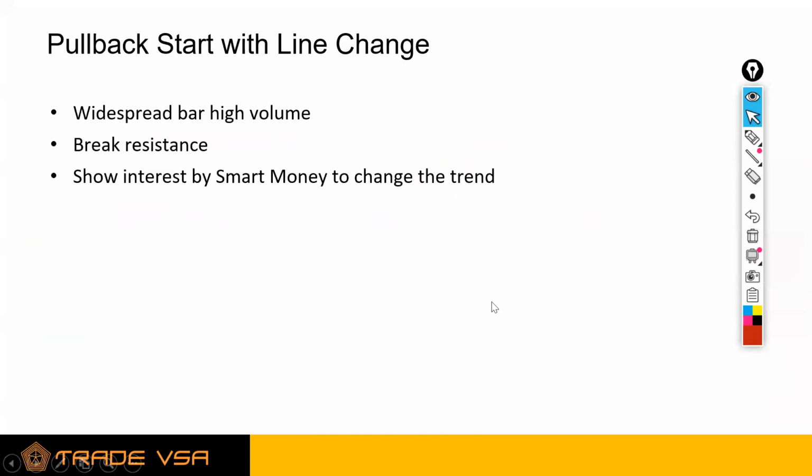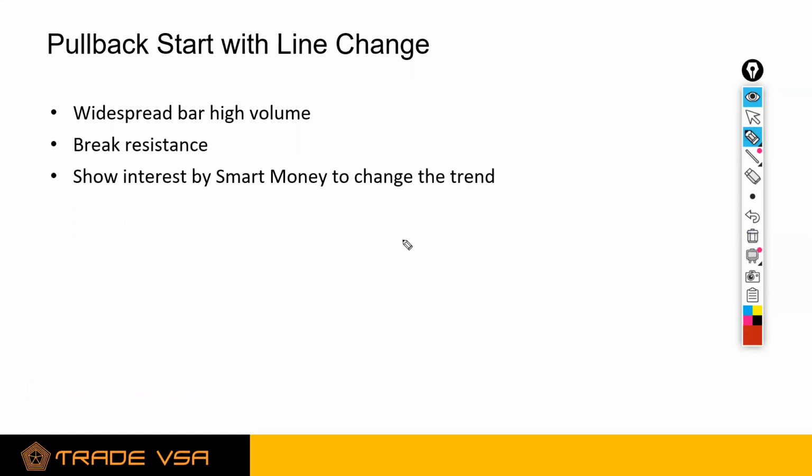Now remember, anything that we talk about pullback, or when we say pullback, it always starts with a line change. Without a line change, you won't have a pullback. What I mean is, imagine the stock is just sideways. How to do pullback? No pullback, because it's a sideways market. So remember, when a pullback happens, the background got a line change.